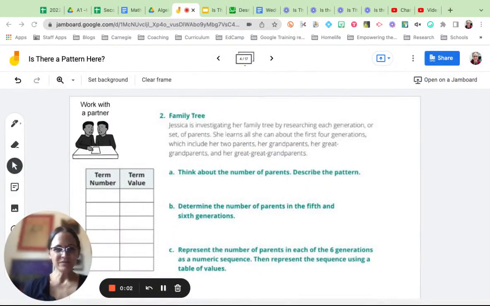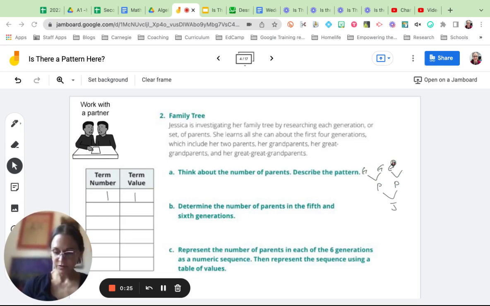So let's talk a minute about family trees. Here, Jessica is investigating her family tree and she's researching each generation. The first generation is going to start with Jessica. It's just her. And then let's think Jessica has two parents.